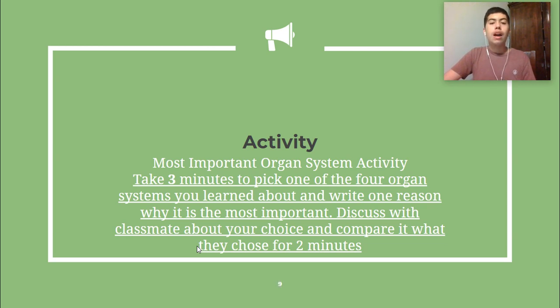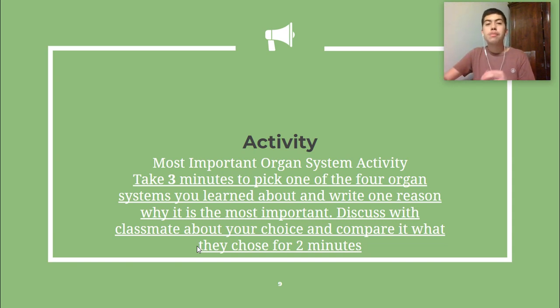So now we have the most important organ system activity. This is very similar to last week, how we did our tier list of all the different organ systems, but today we're just going to focus on the 4 organ systems we learned today. So take 3 minutes to pick one of the 4 organ systems you learned about and write one reason why it's most important. You also might want to write its function or what it does, or just why it's so important in the body. And then discuss with a classmate about your choice and compare it to what they chose for 2 minutes.